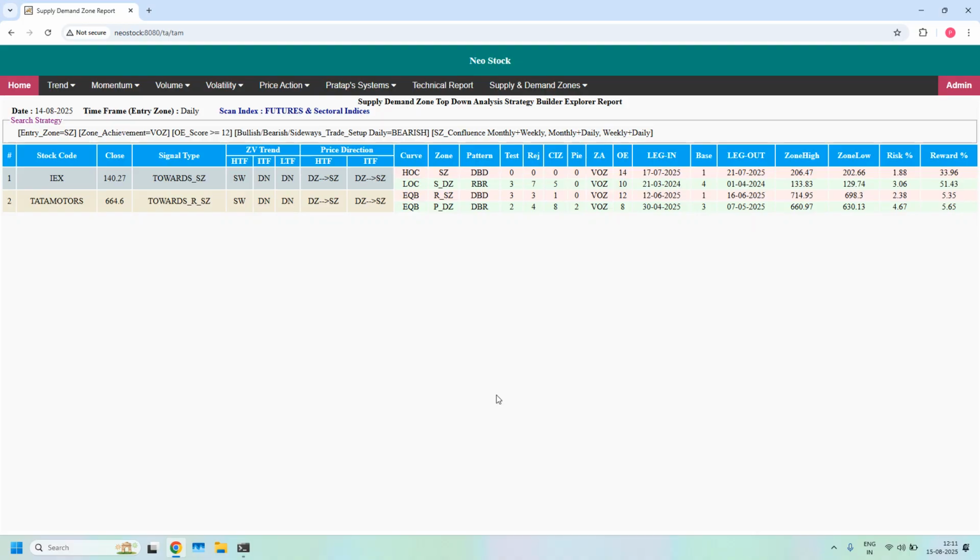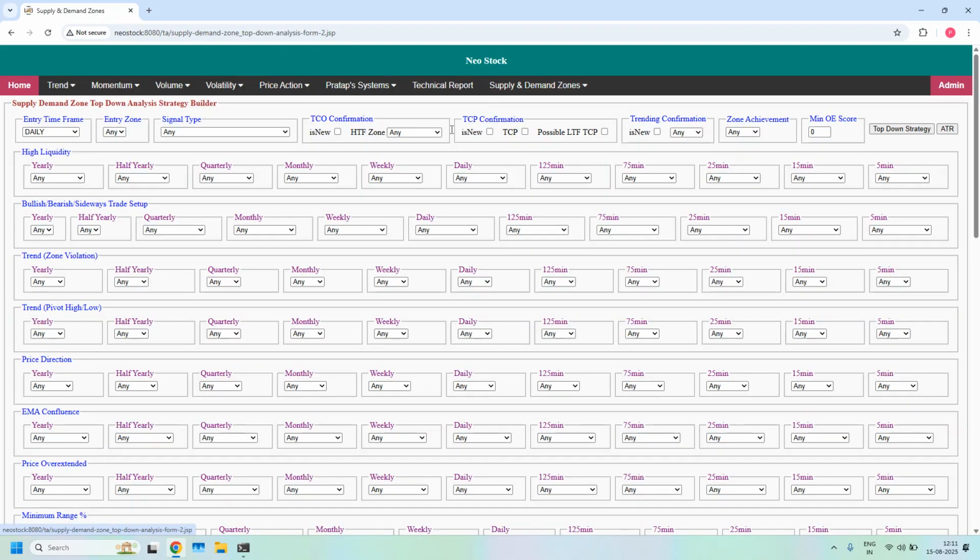Next, we will generate weekly income trade reports. For weekly income trade, entry time frame is 75 minutes, entry zone demand zone. You're bullish or bearish or sideways at 75 minutes entry time frame? I am selecting sideways long. Zone achievement violated opposing zone. Minimum odd enhancer score 11 for sideways.